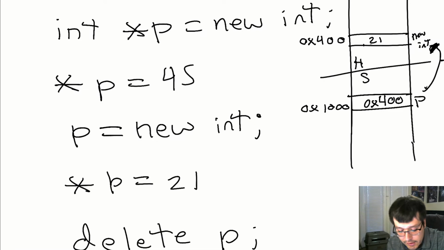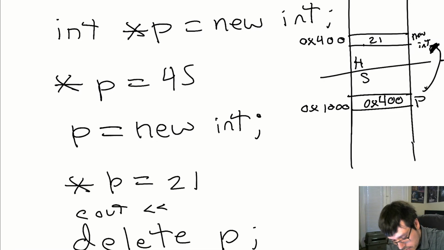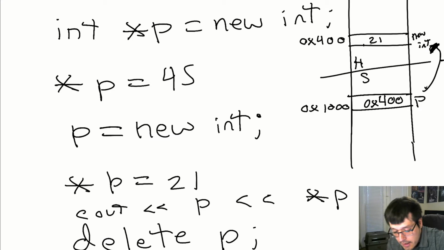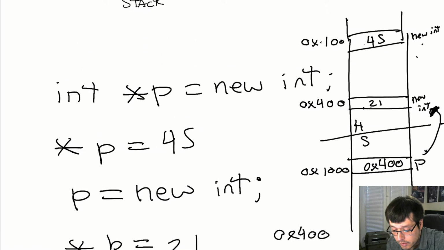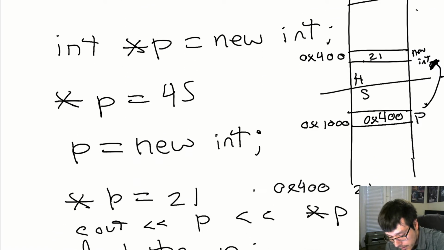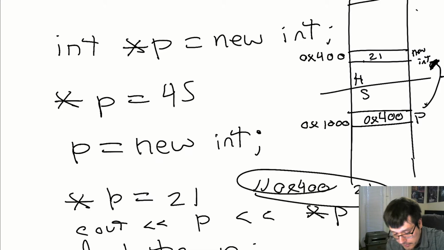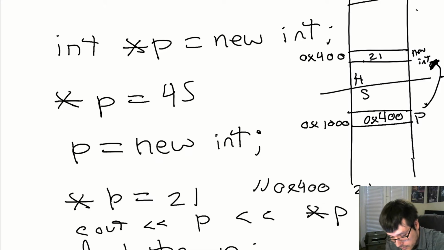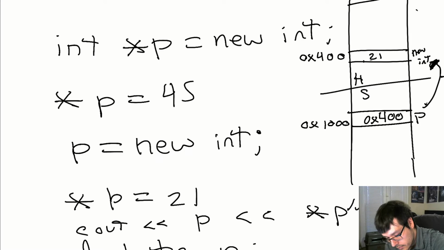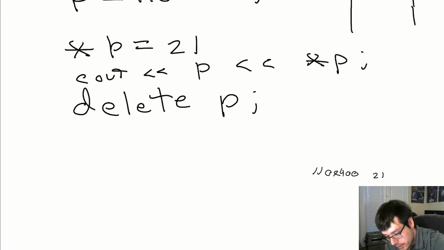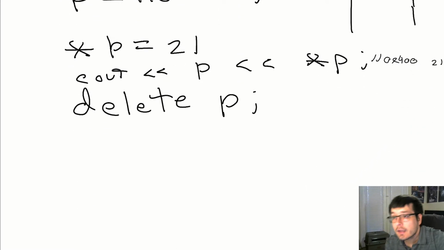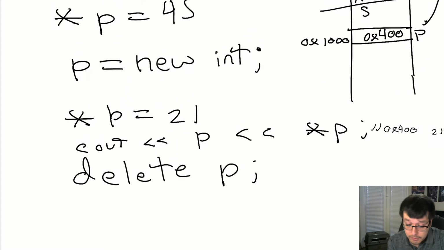So if I say cout p, and I say cout asterisk p, this is going to print out the address of p, so address 400, and of course the contents of what p is pointing to, which is 21. So it's going to print these two out. Shrink it and kind of leave it there. All good so far, to make sure we don't get lost.